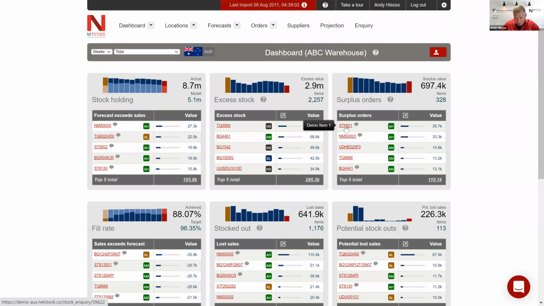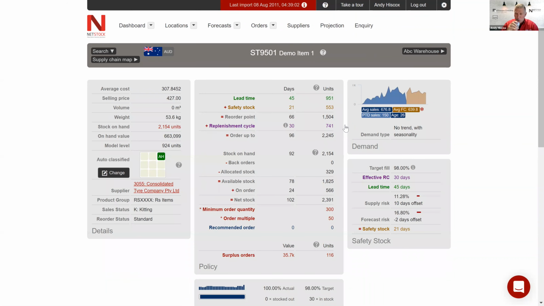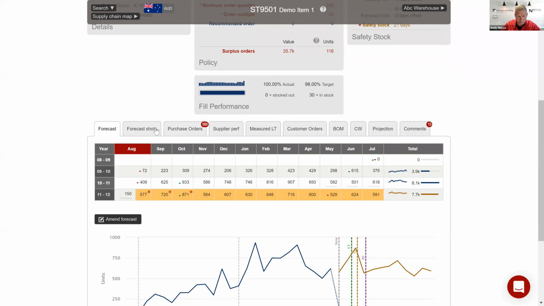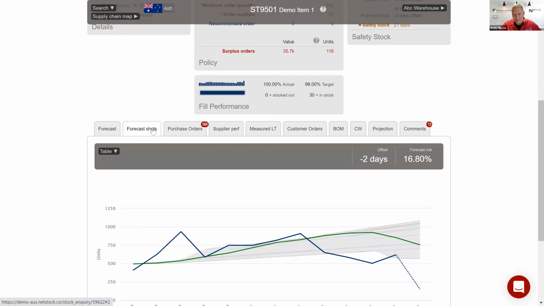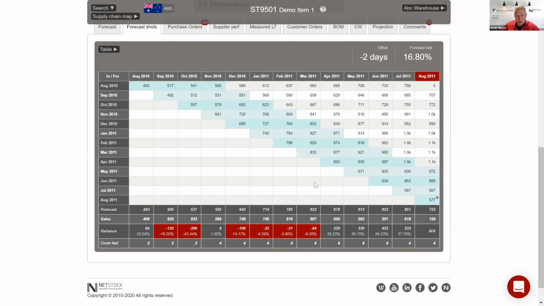Apologies. Let's go back now to that individual product and understand the various risk elements associated with this individual item. In the background, we obviously need to monitor our forecasting performance because that's what's going to determine our risk. So the software will record all our forecast shots for us. It'll then show what did we forecast versus what did we sell?